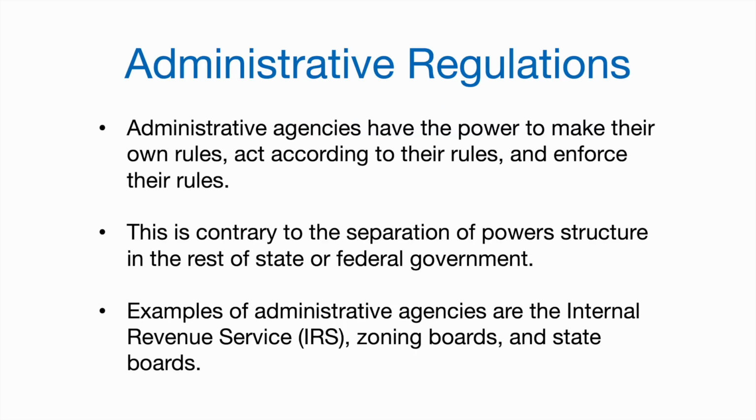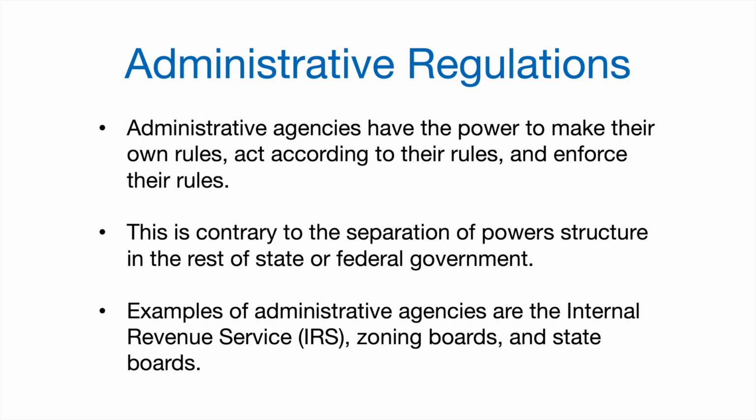Also, there are administrative regulations. Now, administrative agencies like the Internal Revenue Service, the IRS, or state boards like the State Board of Medicine, the State Health Department. Agencies are, you know how we have separation of powers in that there's an executive branch, a legislative branch, and a judicial branch of government. That's at the state level and the federal level. Administrative agencies don't follow that rule. They actually get to serve all three roles in one.